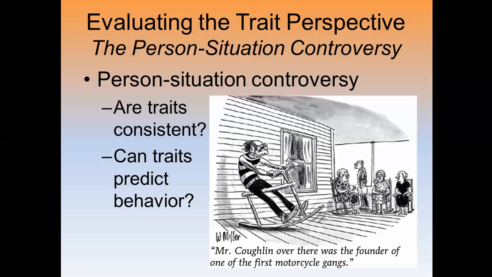So let's evaluate the trait perspective. Although people's traits seem to persist over time, critics of the trait perspective note that human behavior varies widely from situation to situation. So traits are weak predictors of behavior. For example, being conscientious on one occasion is modestly related to being conscientious on another occasion.